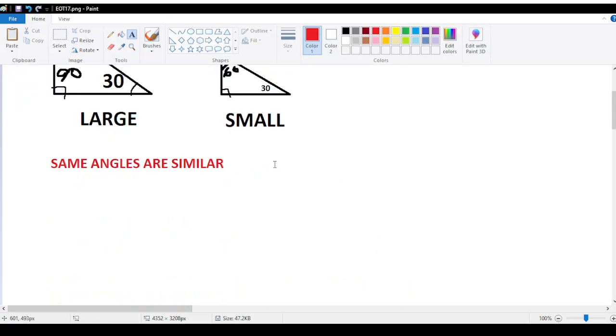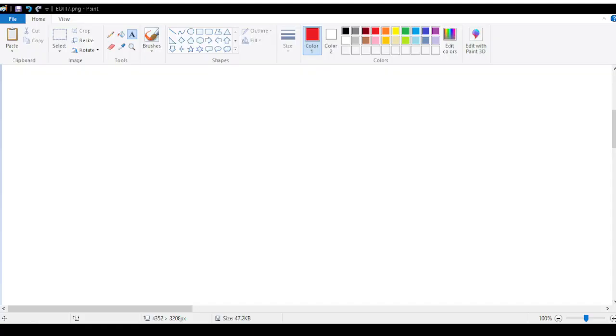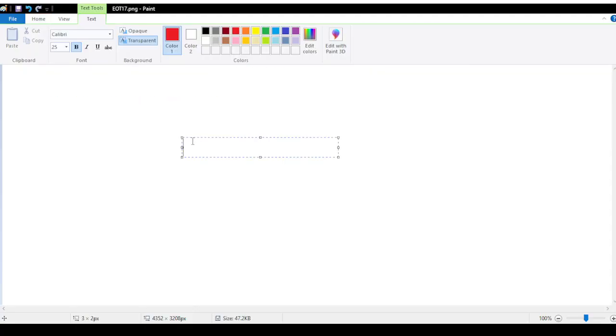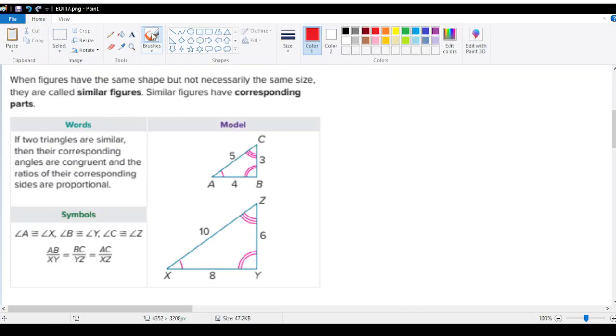Okay. Now, let's go to the other theorem. Similar figures have corresponding parts. Let's crop this also. Now here, when figures have the same shape but not necessarily the same size, they are called similar figures. Similar figures have corresponding parts. Do you know the meaning of corresponding?